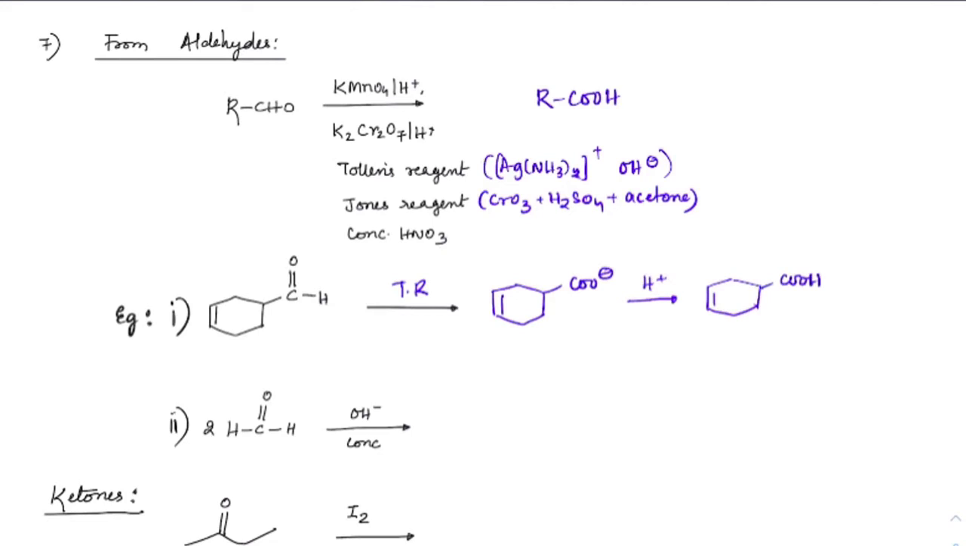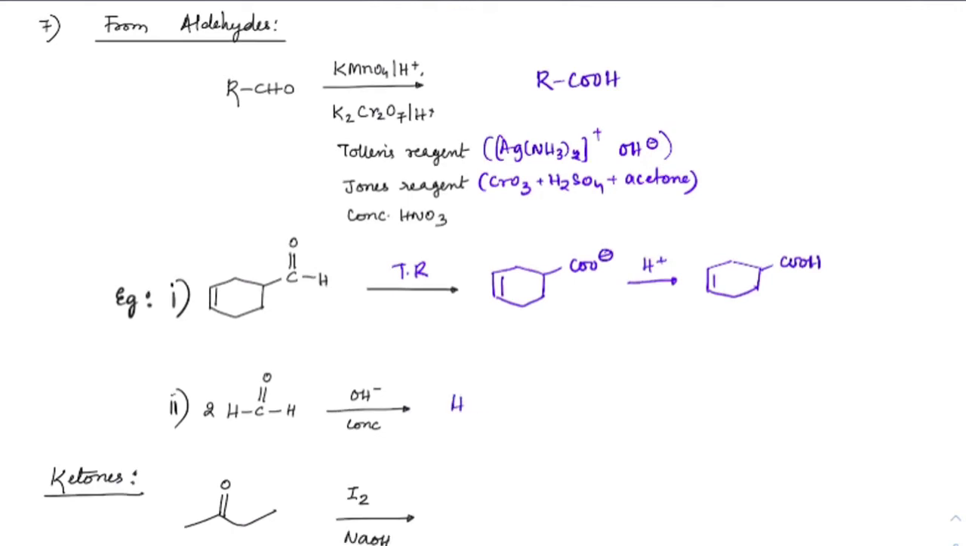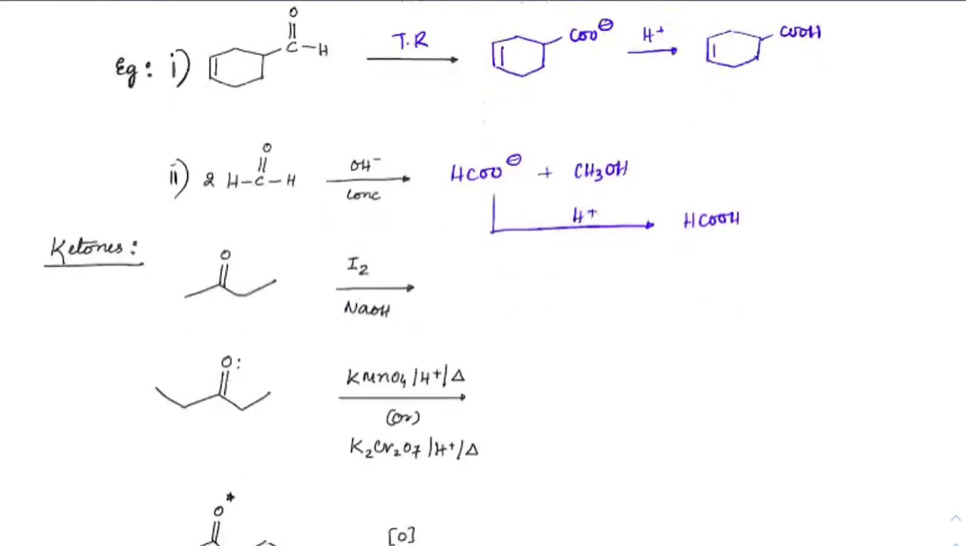Another method by which you can get acids is the Cannizzaro reaction. So formaldehyde or any aldehyde which does not have an alpha hydrogen can give us HCOO minus plus CH3OH. After separating this salt, if you hydrolyze again, we will get an acid. This is another way by which we can get acids. Make a note. See, all of these are pretty much repetitive reactions.